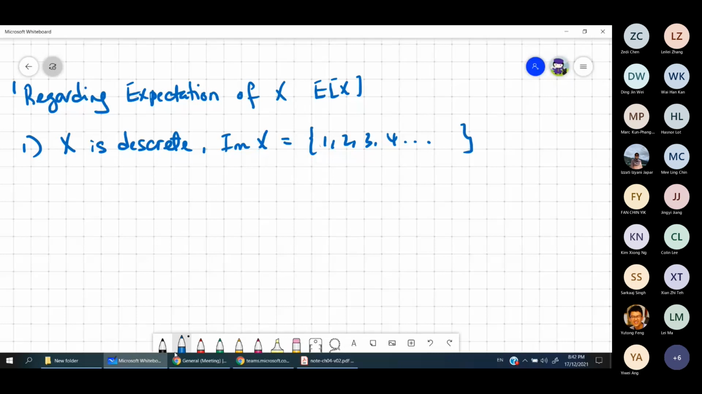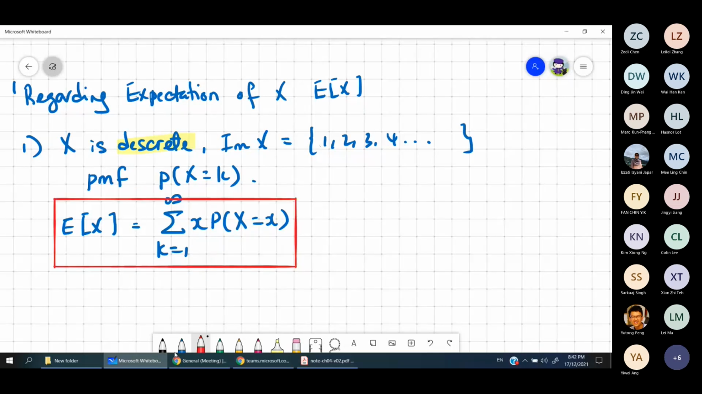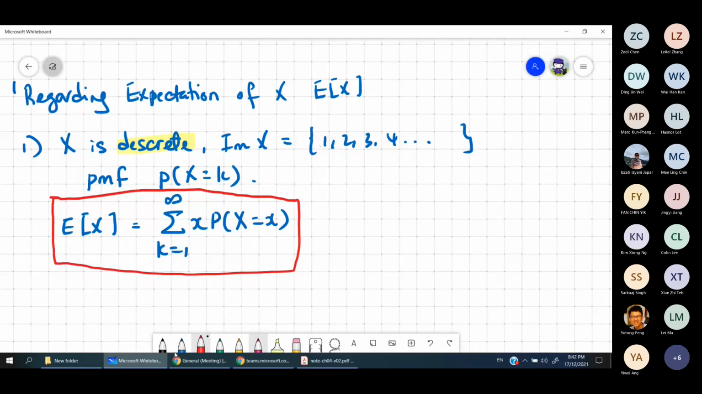Supposing the probability mass function is P of X equals K. Then we can have the expectation value of X, which can be calculated using this formula: the sum from K equals 1 to infinity of X times P of X equals X. I think you have learned this in undergraduate courses. This is the formula for the discrete case.